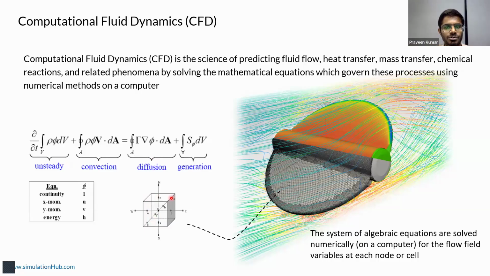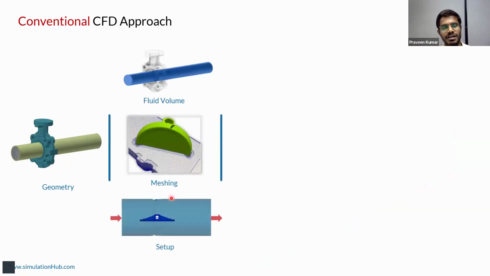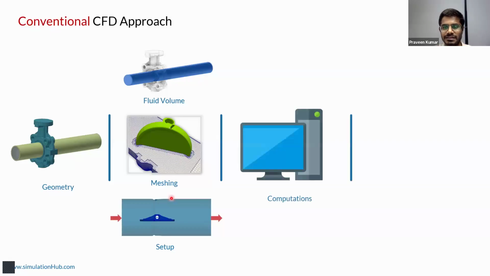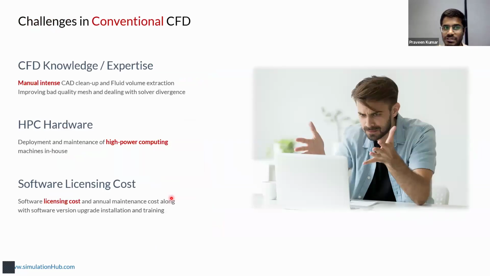Okay. So this CFD, what is the process? It starts with the CAD model, and then fluid volume extraction, meshing, turbulence models, numerical setup, boundary conditions, and then the simulations are run on high performance computing machines, and then you obtain the results at the end. Okay. So the challenges in conventional or generic CFD: it's a very manual intensive process. It involves high performance computing resources in-house, and licensing costs, etc.